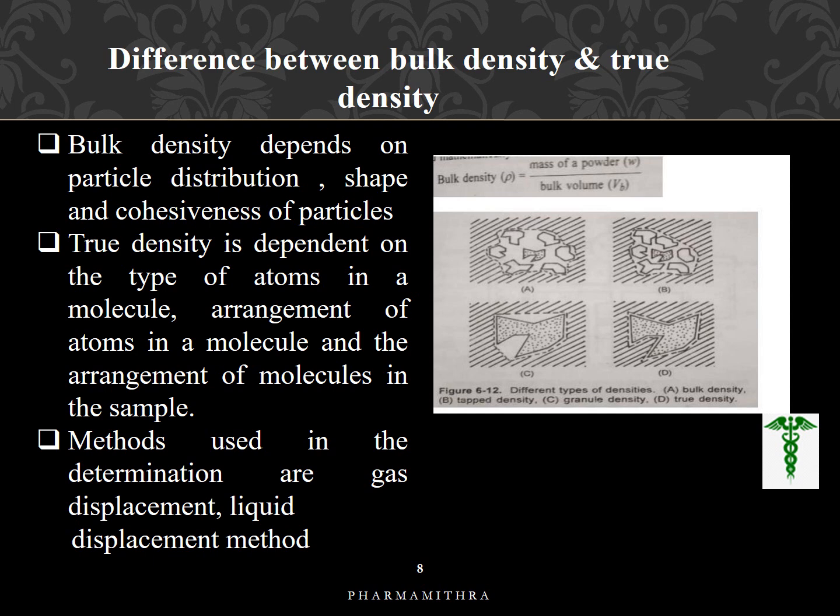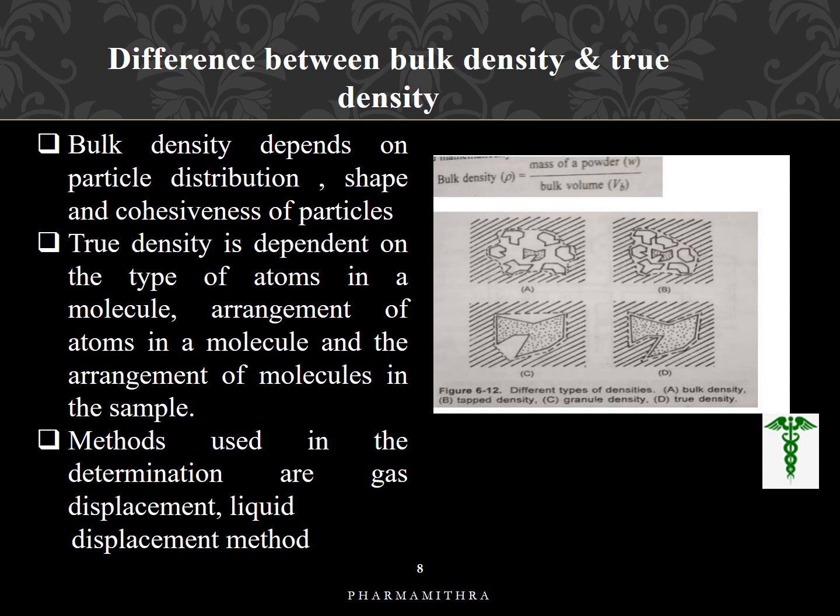Next question is about what is the difference between bulk density and true density. Bulk density can be represented as rho. Bulk density is equal to density, that is mass by volume. So it is the mass of the powder, and instead of true volume we are calling it bulk volume. Bulk density depends on the particle distribution, shape and cohesiveness of the particles. Okay, that is bulk density.